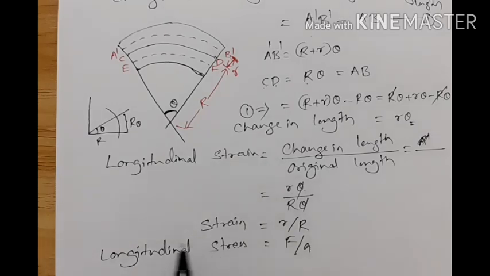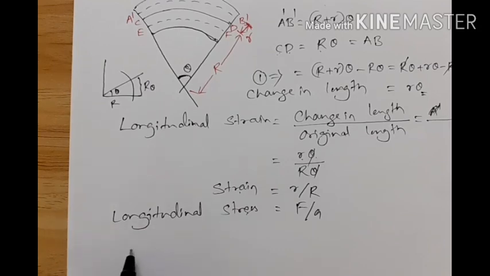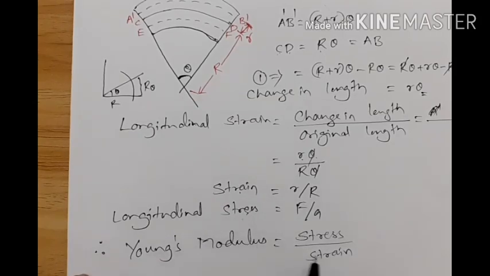Now we got two things, longitudinal strain we have with us, longitudinal stress we have with us. Okay, what is the next step we can find out? The Young's modulus. Therefore Young's modulus is equal to stress divided by strain, that is longitudinal stress divided by longitudinal strain. What is stress? Stress we can substitute as F divided by A. Strain is small r divided by capital R.